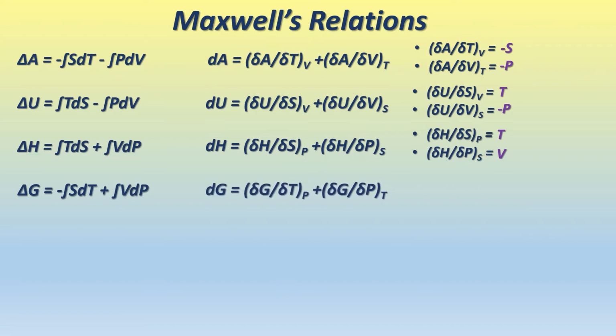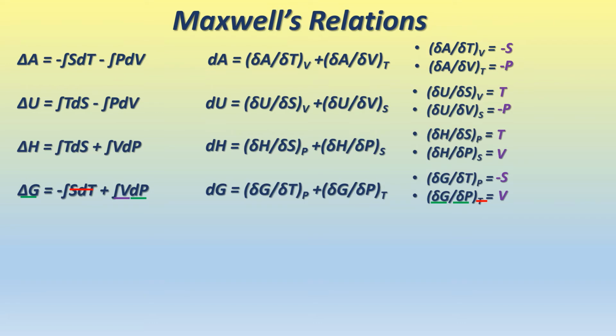Gibbs energy. The partial of G with respect to T at a constant P leaves you with minus S as the result. The partial of G with respect to P at a constant T leaves you once again with volume as the result.